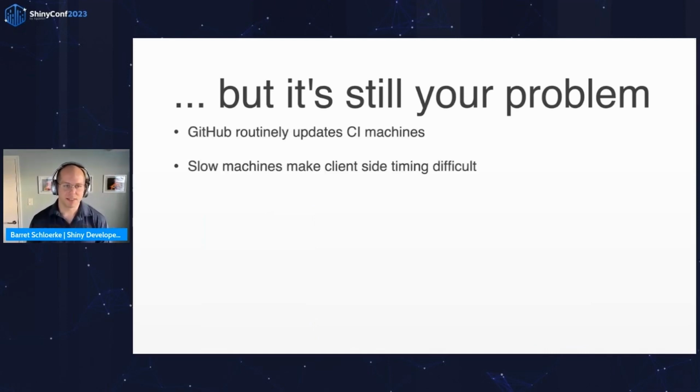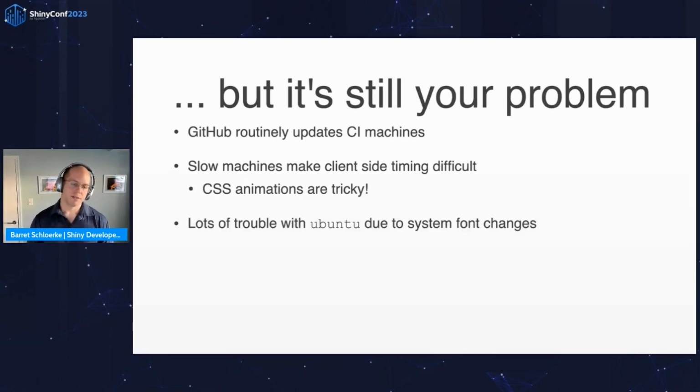But this is because things like GitHub Actions routinely update their CI machines, and slow machines make client-side timing difficult, like if you have CSS animations with moving bars or modals or things like that. And then there's also lots of trouble with Ubuntu updating their system fonts.